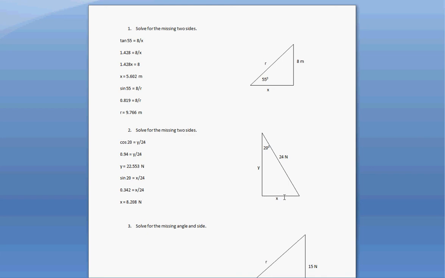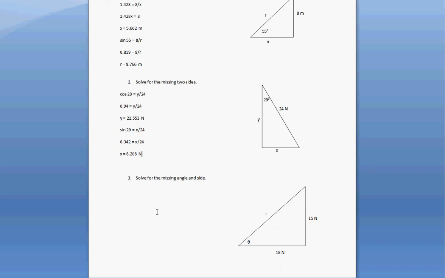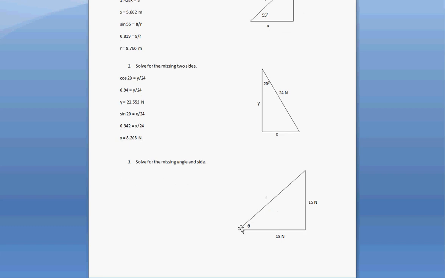Check our answer to see if that makes sense. This should be the smallest side because here's a really small angle here. And 8.2 is much smaller than 24, and it's smaller than 22. The answers make sense. For our last problem, we're going to solve for the missing angle and the missing side. Let's start with the angle. Here is our angle. We have the opposite and the adjacent side. Opposite and adjacent is tangent.